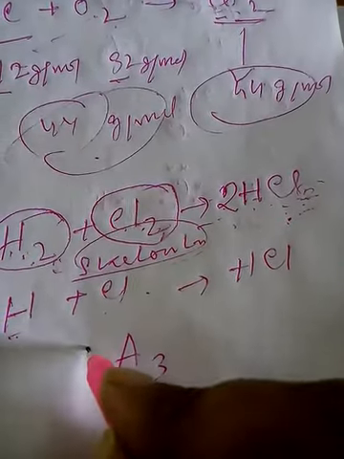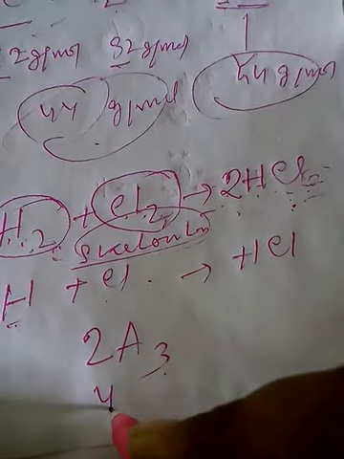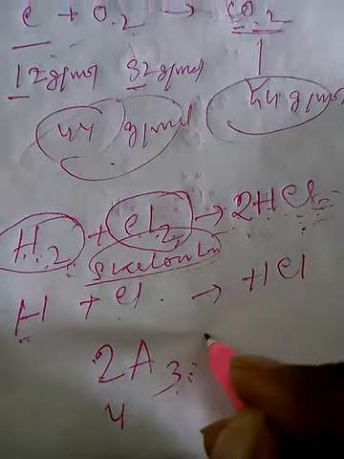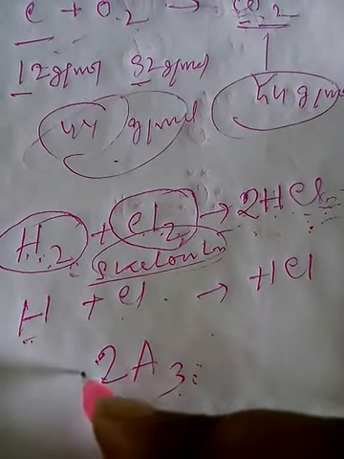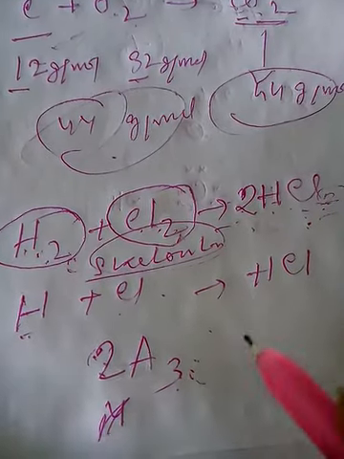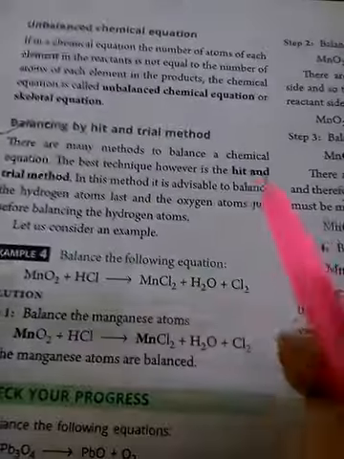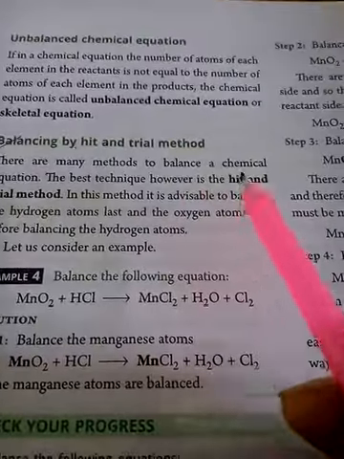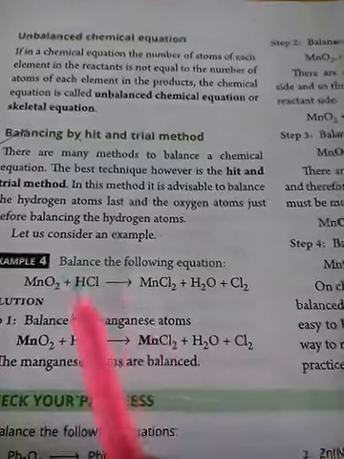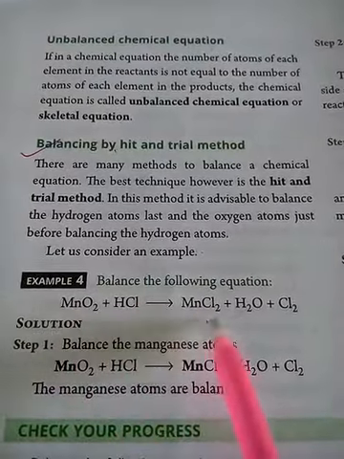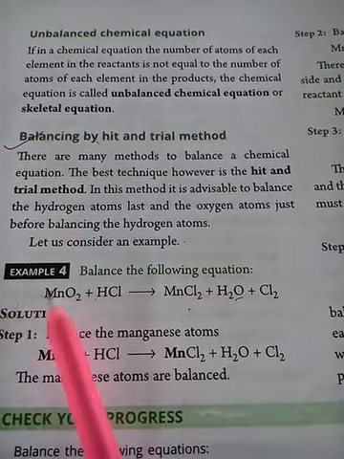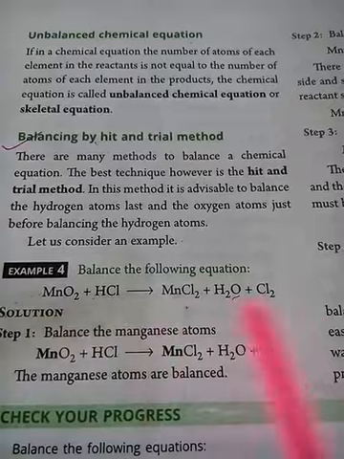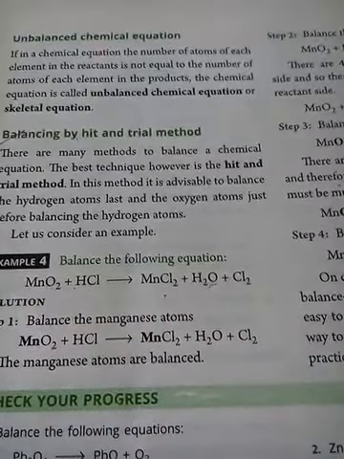For example, take 3. What will I choose? I will choose either 2 or 4 to make it even. 2 3s are 6, and 6 we can easily distribute, right? But if I write 5 3s are 15, odd is difficult to balance, so always try to change it into an even number. Now what is this hit and trial method? Hit and trial method means you are selecting some numbers randomly and checking the balancing. By putting values here randomly, you are balancing the chemical reaction. That is known as the hit and trial method.